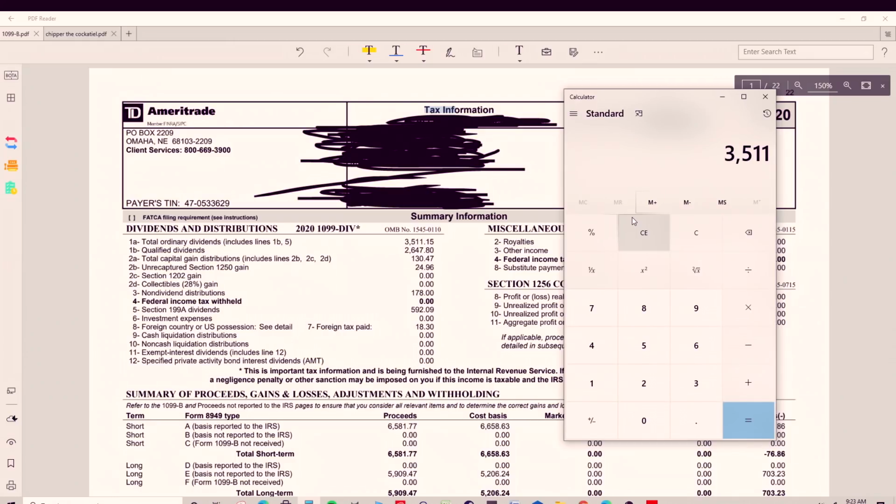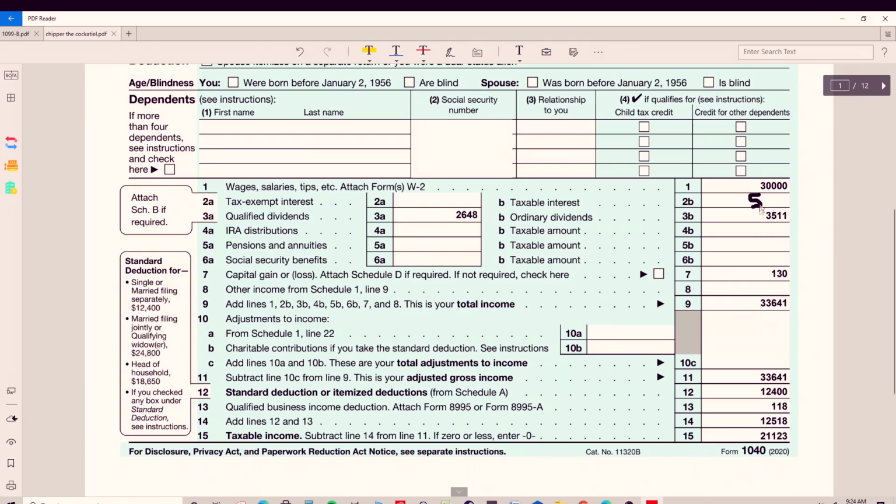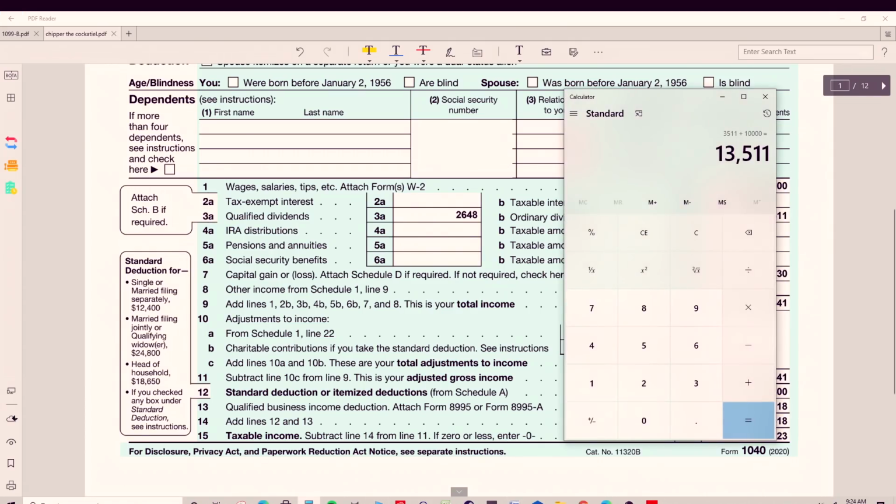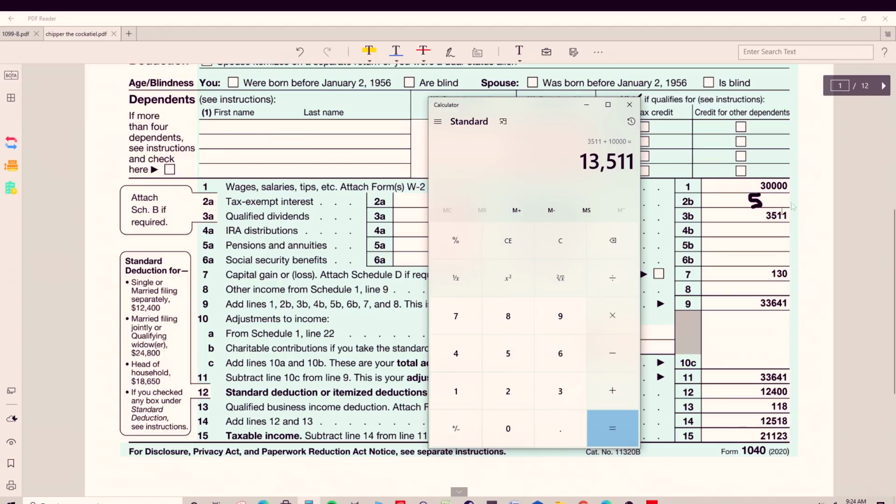Let's say I had $3,500 in dividends here, and $10,000 coming across in dividends on another statement. Well, that $13,000, if that's my total ordinary dividends combined from all my 1099-Bs, should show on page 1 of my tax form as $13,000 in dividends under the ordinary line, or whatever your total is. You would just combine them.